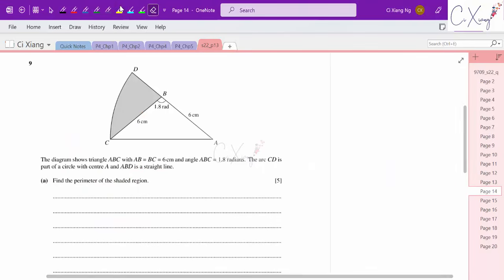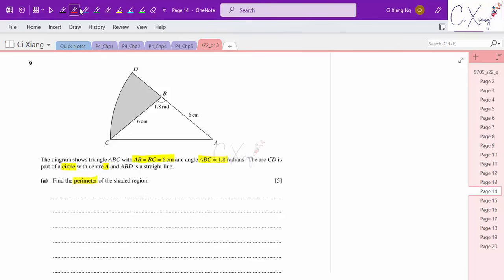Okay, we are now at question number 9. We have a triangle, or a diagram here, and they are saying that triangle ABC has AB equals to BC equals to 6, and the angle ABC is 1.8. Then the arc CD is a part of the circle with center A, and ABD is a straight line. They want us to find the perimeter of the shaded region.